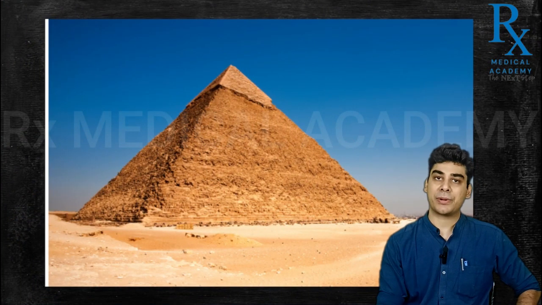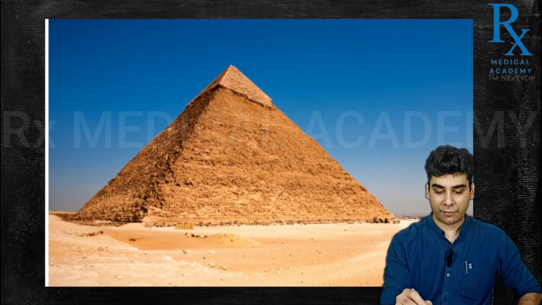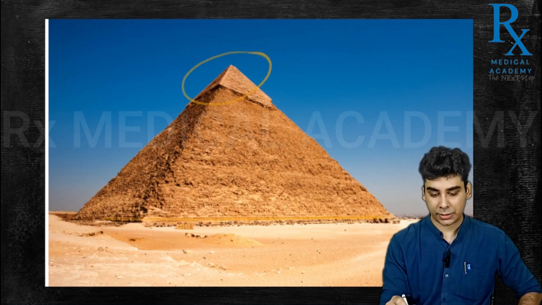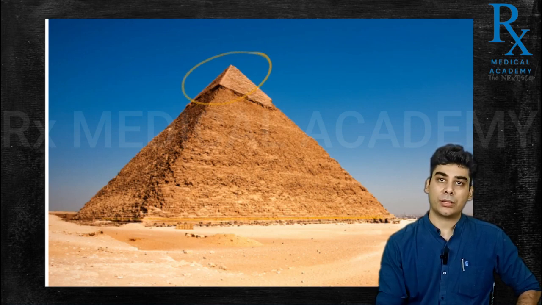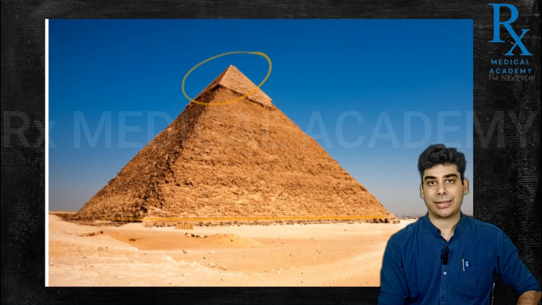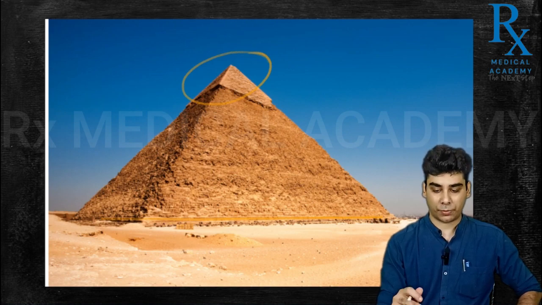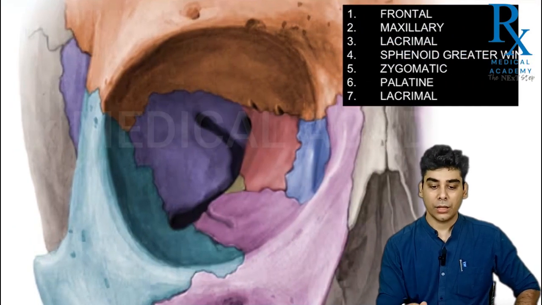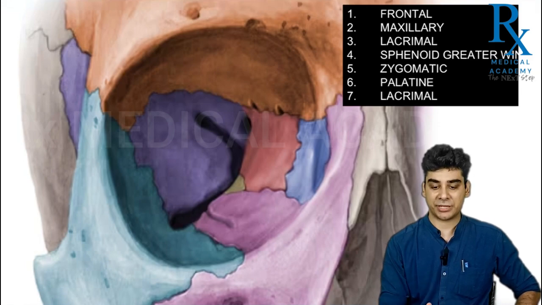Now this is what a pyramid looks like. So like every pyramid, we have an apex and we have a base. In the case of orbit, the base is formed by the orbital margin and the apex is formed by the optic foramen. So this is what an orbit looks like in a 3-dimensional view.